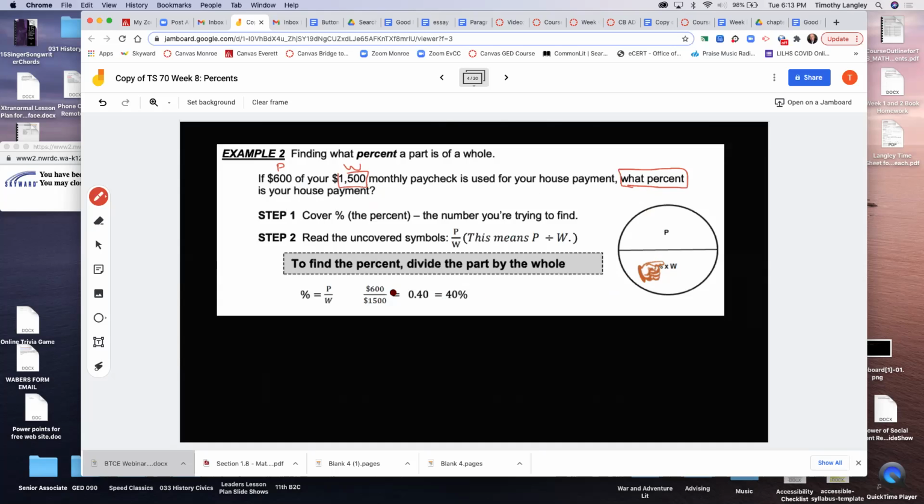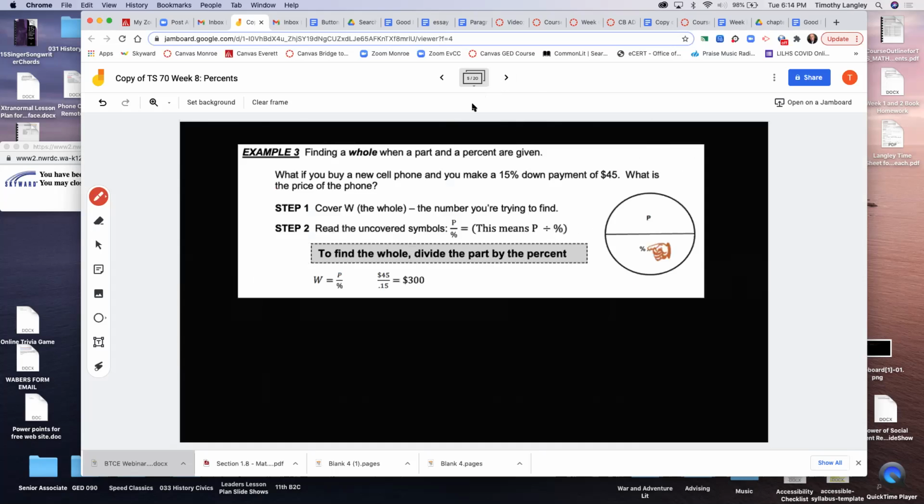So you've got 600, the P over here, which I'm circling now on the screen. We're trying to find the percent. The part divided by the whole is 600 divided by 1500, which gives you 0.40, which is 40%. So that's the tool called the percent wheel. Let's look at another one.